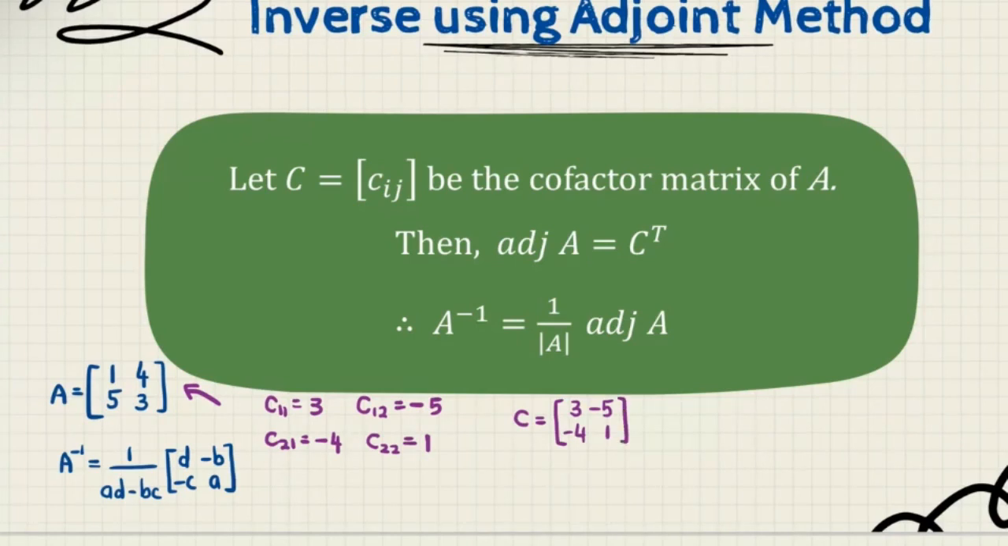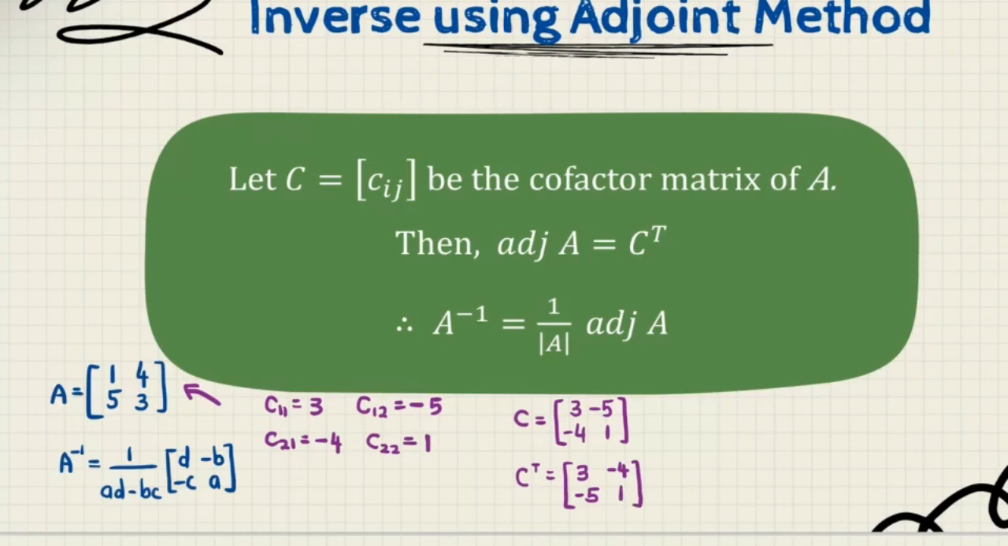Okay, so tengok formula kat sini adalah 1 over determinant darabkan adjoint. Adjoint ini datangnya daripada mana? Cofactor transpose. So cofactor ini saya akan transposekan. So C transpose, saya dapat apa? First row akan jadi first column. 3, negatif 5. Second row akan jadi second column. So here we have negative 4, 1.